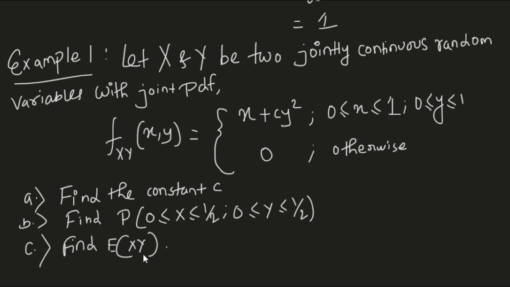It's given that x and y are two jointly continuous random variables. So it means that x and y are random variables and they are jointly continuous. So they are associated with each other and they have a common PDF. So that joint PDF is basically f(x, y), which is a multivariate function. And when x and y both lie in the range 0 to 1 inclusive, we have the PDF as x plus c y squared, where c is some real number, and it is 0 otherwise.